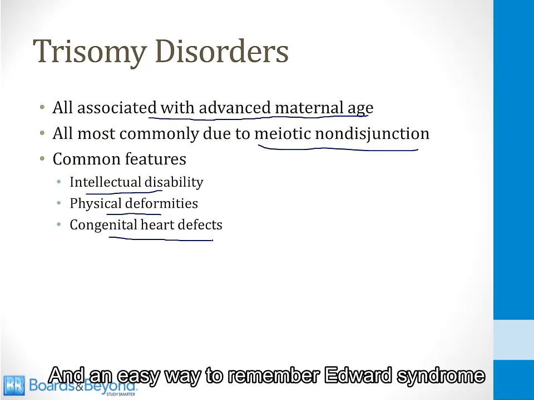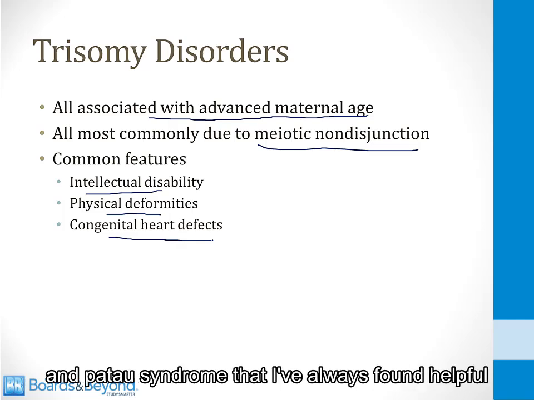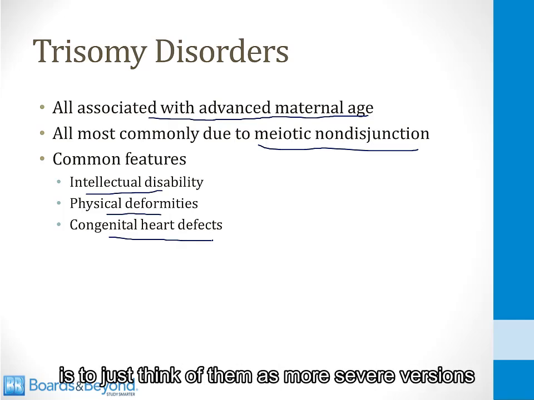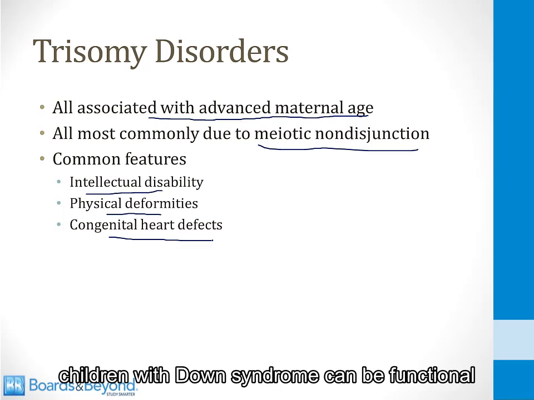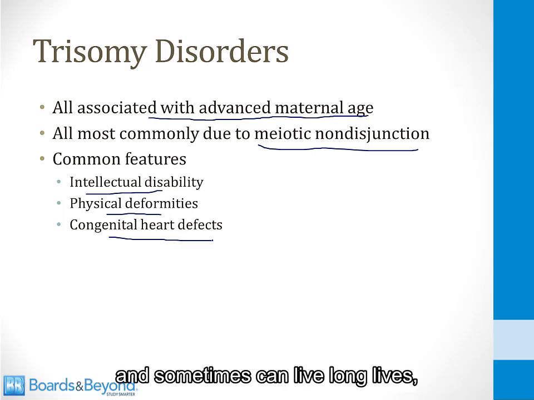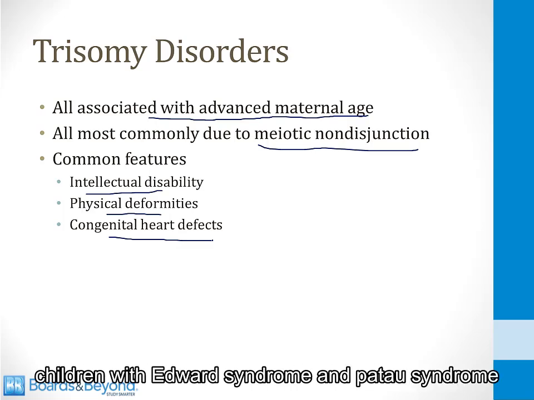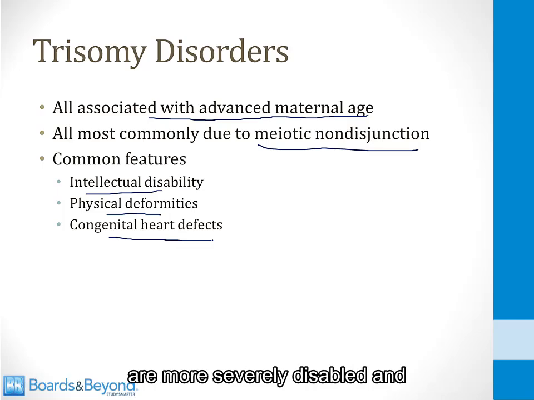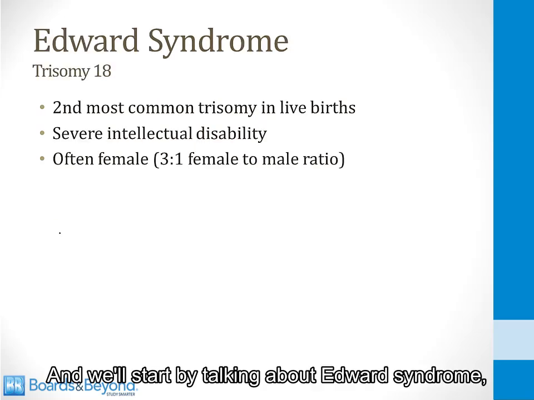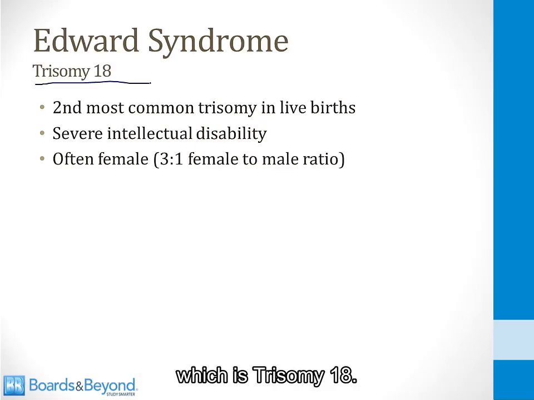And an easy way to remember Edwards syndrome and Patau syndrome that I've always found helpful is to just think of them as more severe versions of Down syndrome. Children with Down syndrome can be functional and sometimes can live long lives. Children with Edwards syndrome and Patau syndrome are more severely disabled and often die in utero or early in life. We'll start by talking about Edwards syndrome, which is trisomy 18.